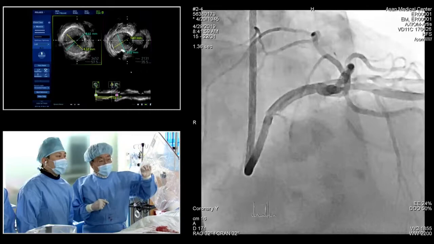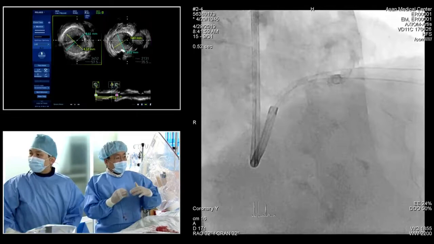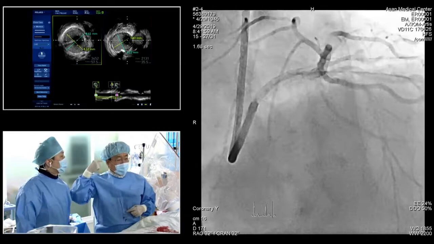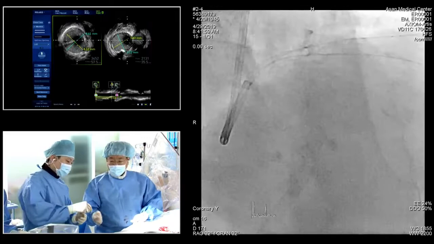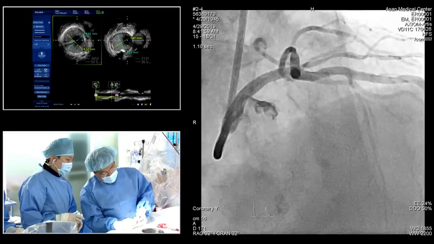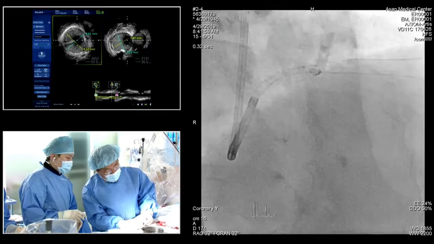After high pressure inflation, we're going to see the OCT. So we can expect some malapposition, something like that. However, you're going to do a 4.0 non-compliant balloon. And then we have a clear idea in terms of the pre-PCI by OCT. And so, well, all right.